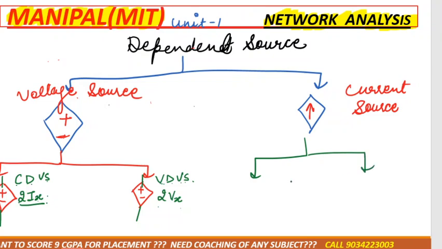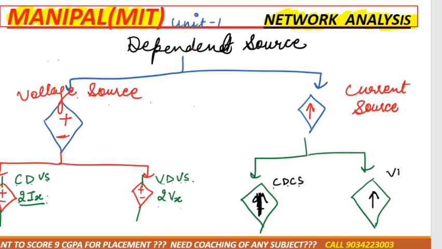Now similarly in this case also, current source also depends on two things. It can be depending on current and it can be depending on voltage. So this is CDCS, means current dependent current source, and it can be VDCS, means voltage dependent current source. Okay, so this one depends on current, that means its value is 2ix, means its value is depending on current, and if it is VDCS, means voltage dependent, then this depends on Vx.